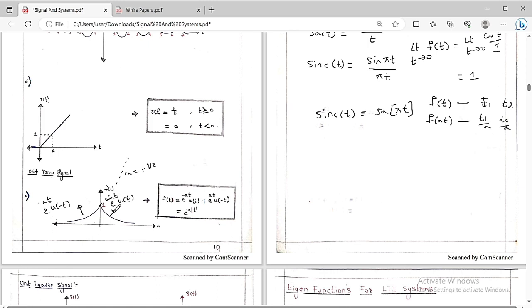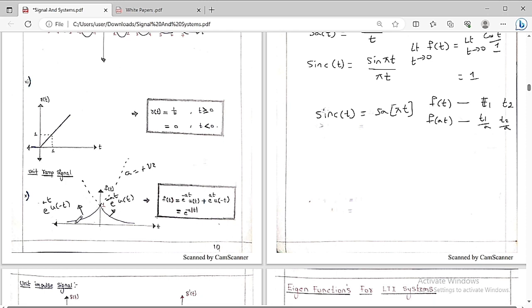Similarly, if you expand this signal, it will become e to the power of minus at. So this signal is nothing but e to the power of minus at, but I want only from t equal to 0 to t equal to infinity. Therefore I have to multiply by u of t. Then it becomes e to the power of minus at into u of t.